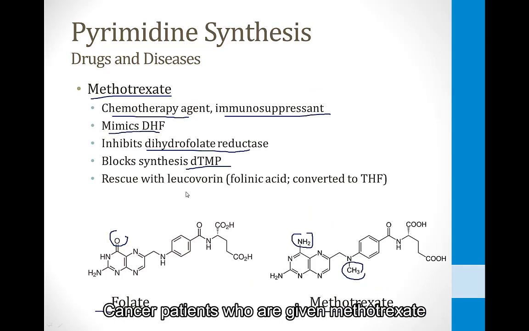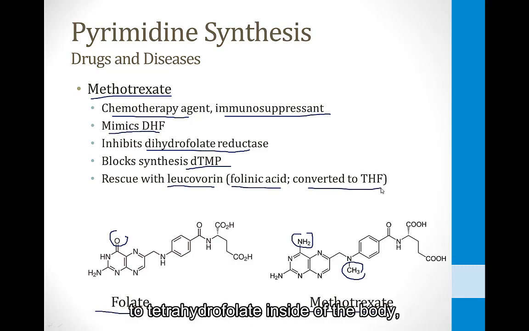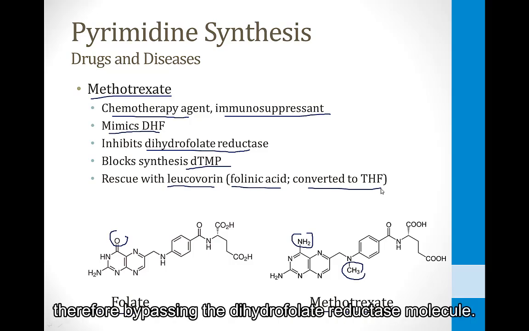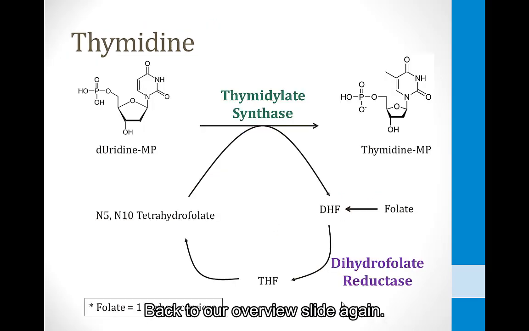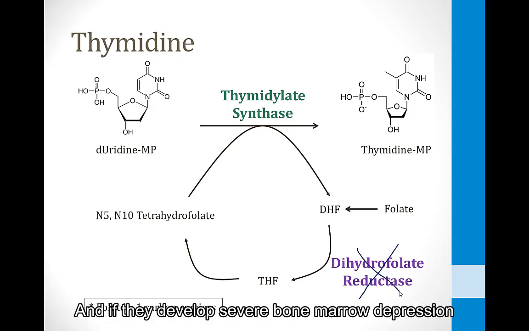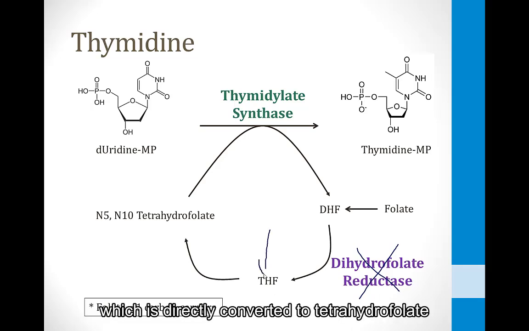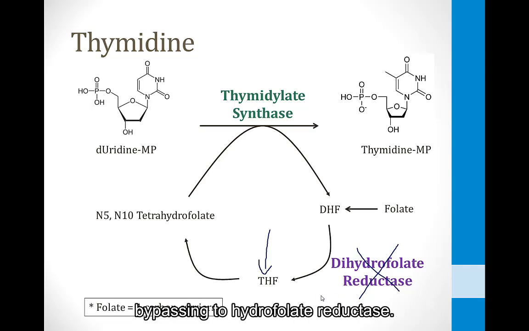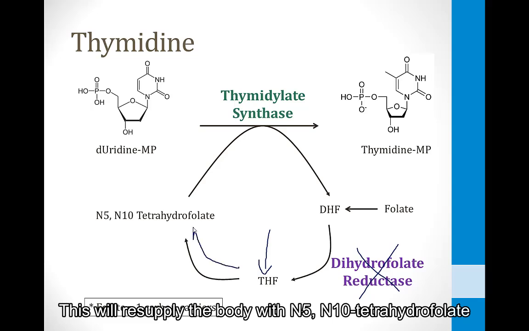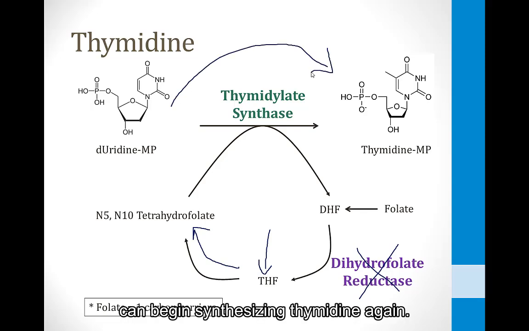Cancer patients who are given methotrexate can suffer from bone marrow suppression, and the bone marrow can be rescued by giving a drug called leucovorin, which is folinic acid. This is a drug that's converted to tetrahydrofolate inside of the body, therefore bypassing the dihydrofolate reductase molecule. Back to our overview slide again. So cancer patients who have received methotrexate will have inhibition of this enzyme, and if they develop severe bone marrow depression, they can then be given leucovorin or folinic acid, which is directly converted to tetrahydrofolate, bypassing dihydrofolate reductase. This will resupply the body with N5-N10 tetrahydrofolate, and therefore the bone marrow cells can begin synthesizing thymidine again.